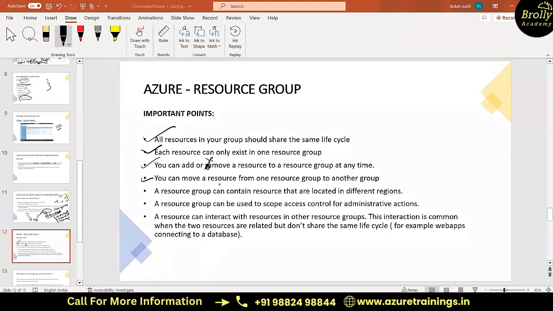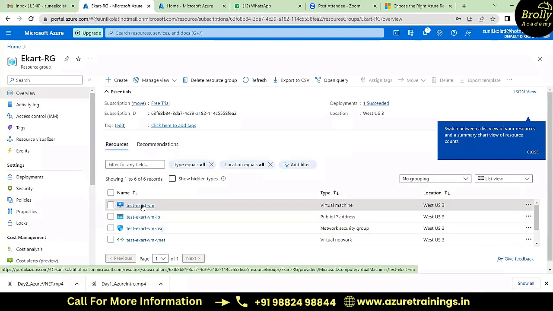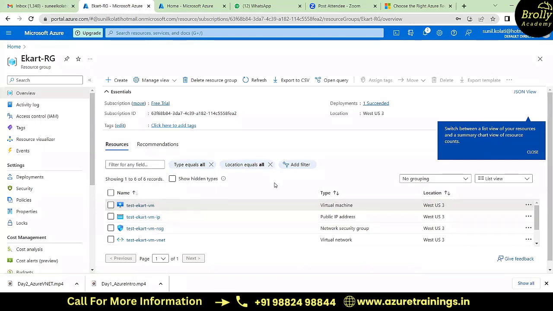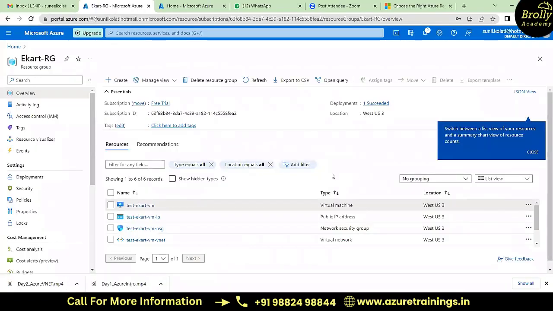And the fourth point is you can move a resource from one resource group to another resource group. See, copy and paste is not possible, but we can move this resource from one resource group to another. Move in the sense cut and paste. Cut and paste is possible, but copy and paste is not possible.